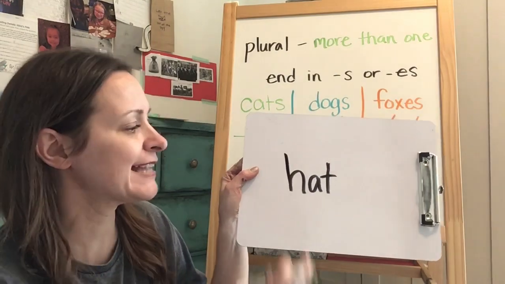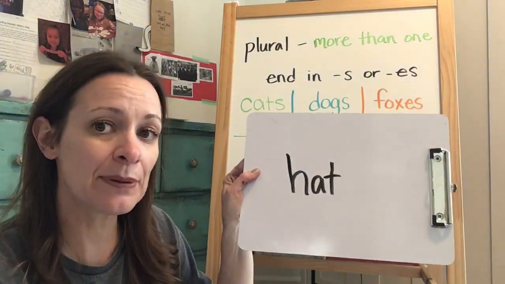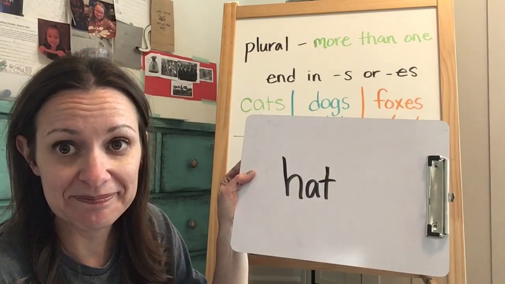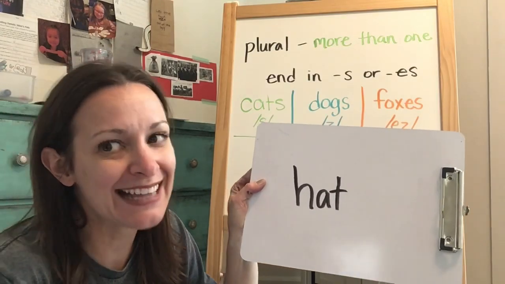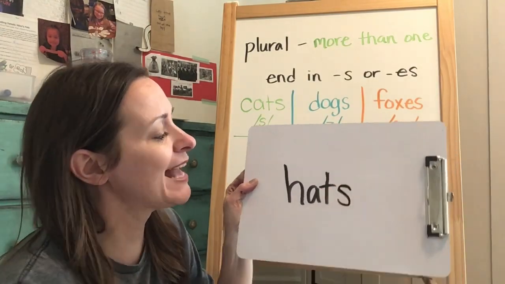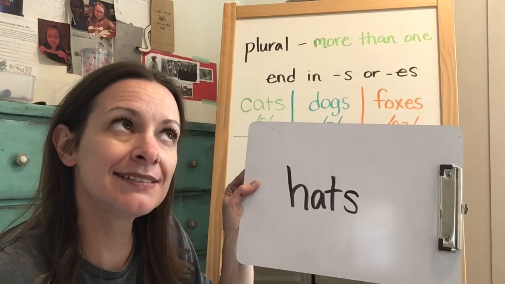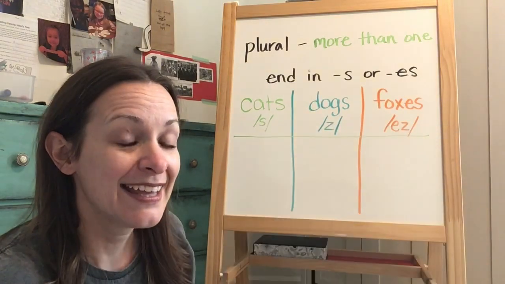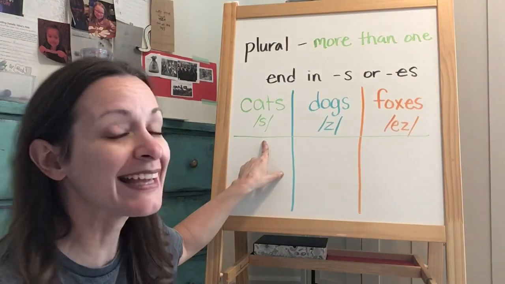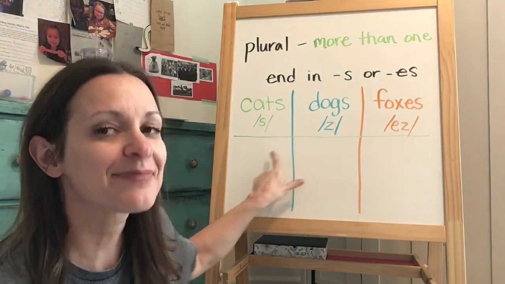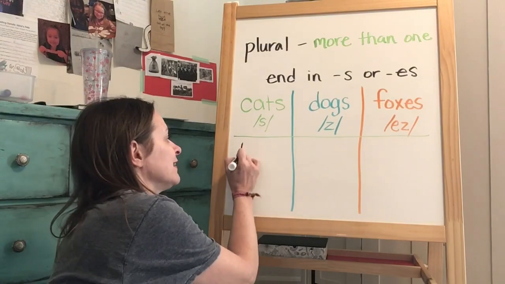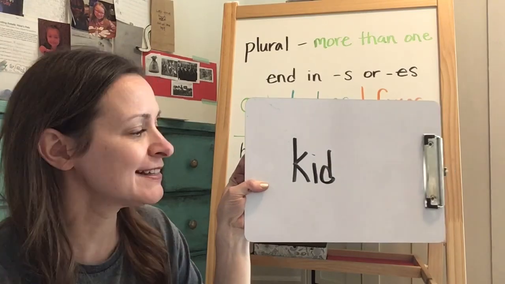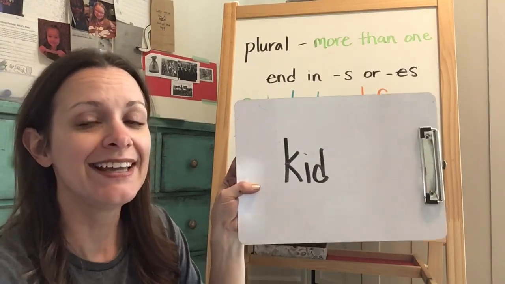Take a look at this word. Let's read it together. Hat. Now to make this plural, we will either add an S or an ES. What do you think? Right, we're going to add an S. It's not going to be hattes, it's hats. When we add that S, does the S make a Z or an S sound? Let's listen. Hats. It makes the S sound, like cats. So we'll write it underneath. Cats. Hats. Good job.